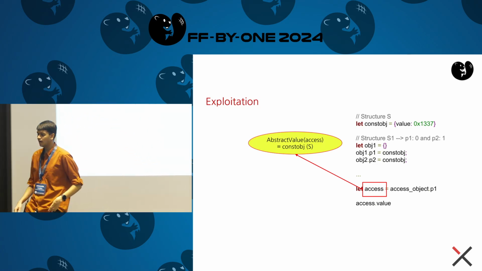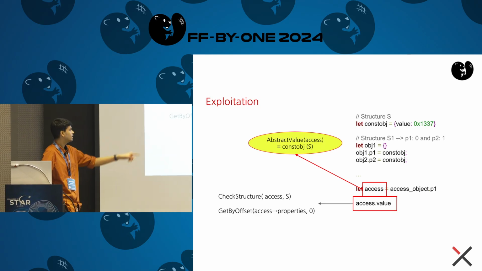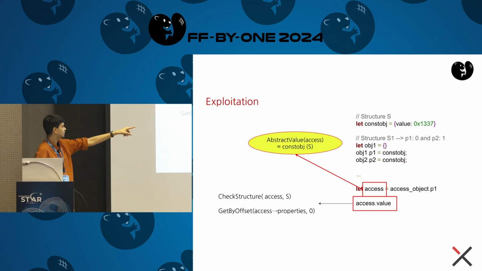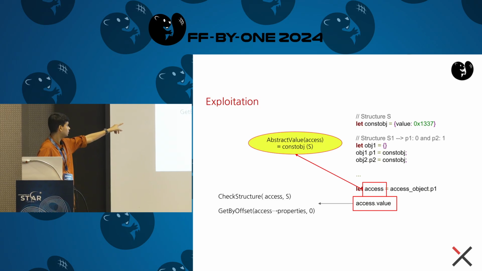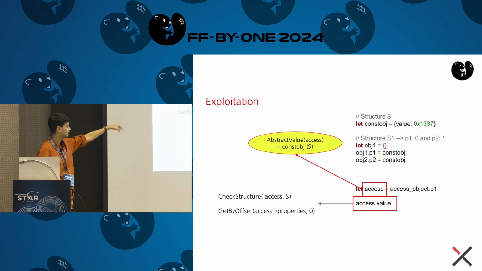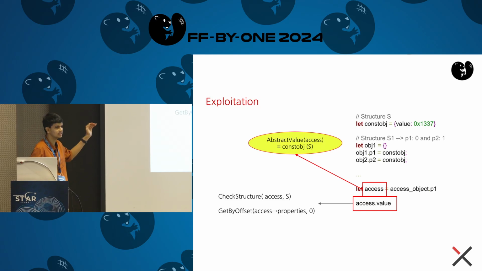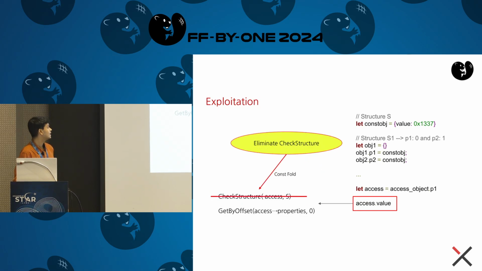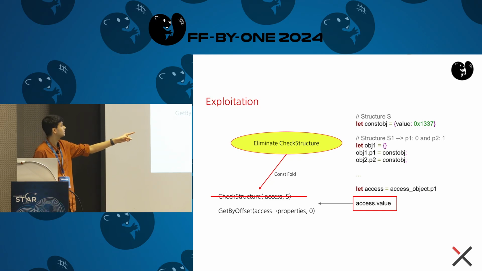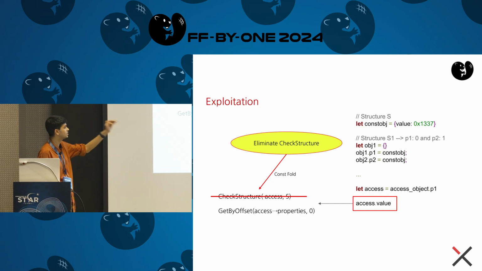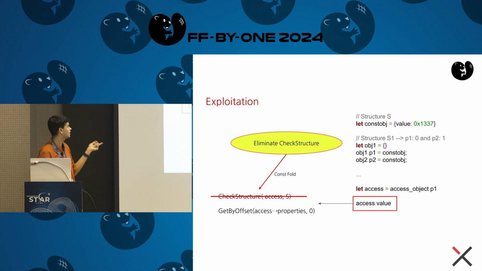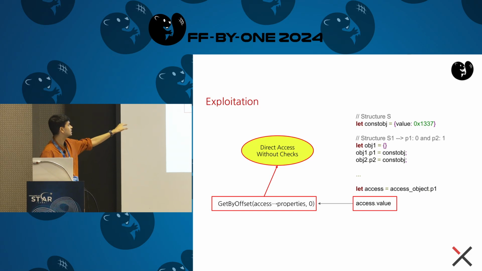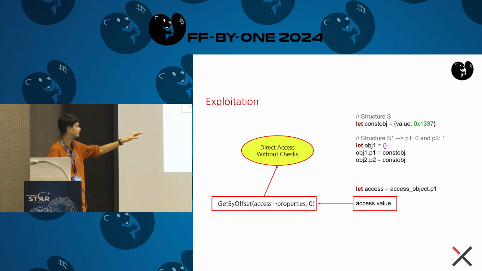And now coming back to our code, our bug was that we have an incorrect abstract value for this. If we access a property on that value, this property access is actually split into two DFG opcodes. The check structure is incorrectly eliminated because check structure elimination is based on the abstract value, which is now incorrect. So we have an incorrect elimination. So we just have a get by offset, which is a direct pointer access without any checks.